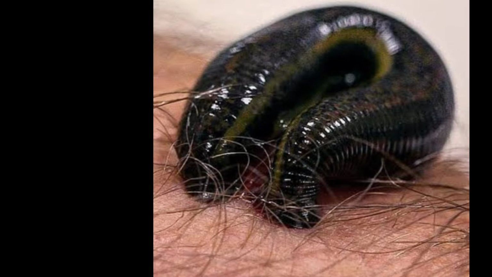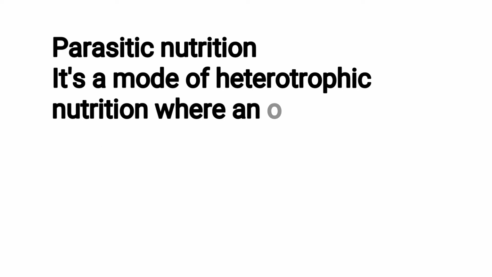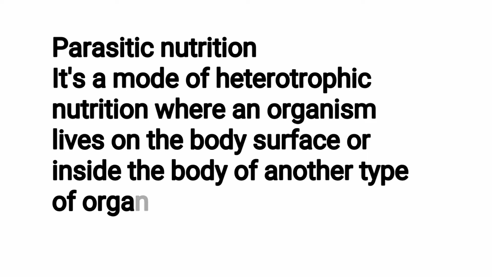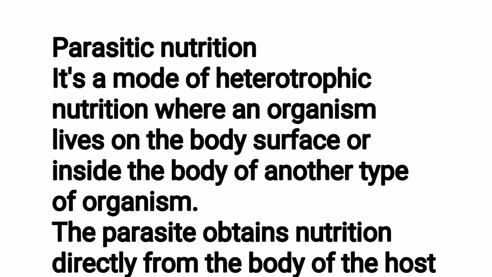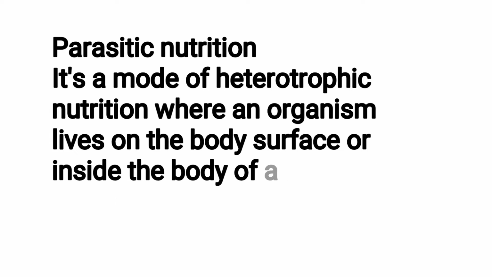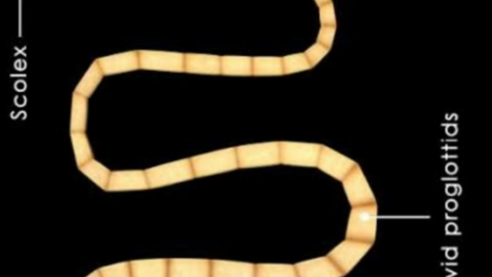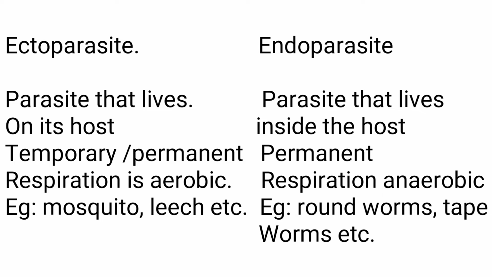Parasitic nutrition is a mode of heterotrophic nutrition where an organism lives on the body surface or inside. Sometimes it lives on the body surface, and sometimes it is found inside the body. Based upon this nature, parasites are classified into endoparasites and ectoparasites.